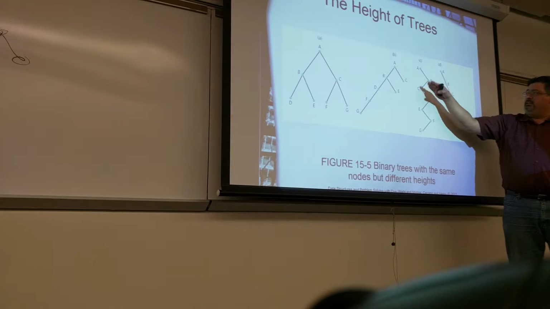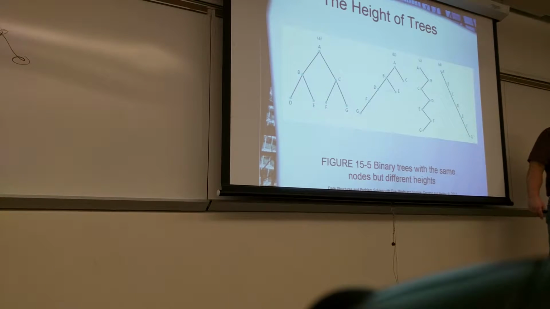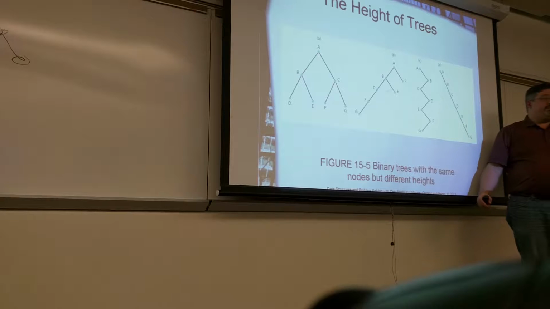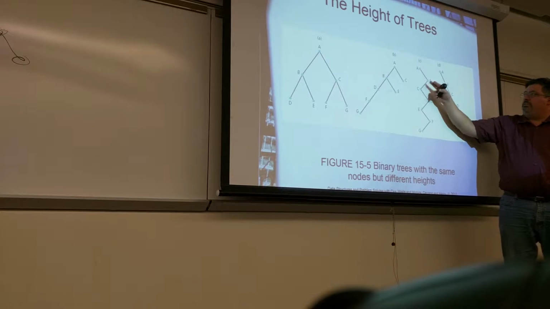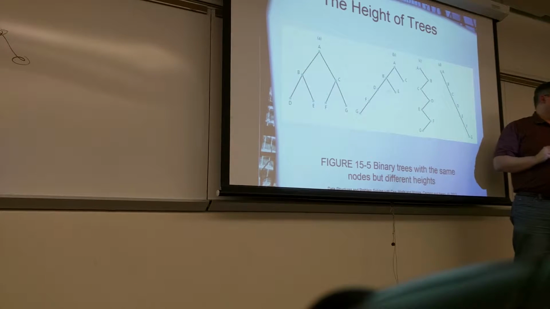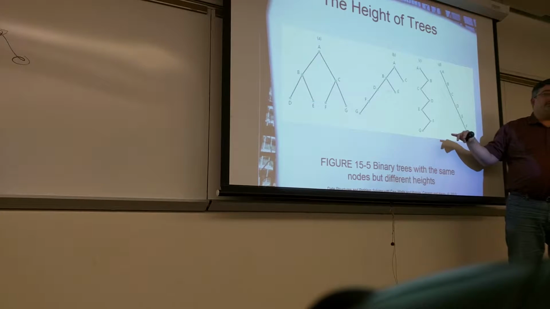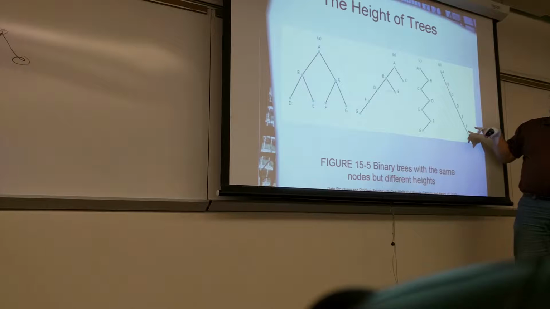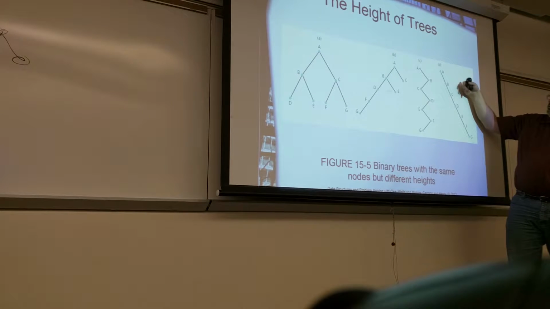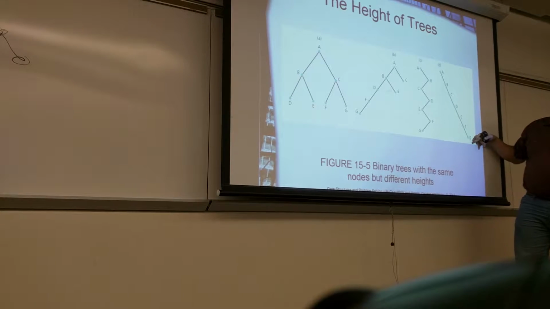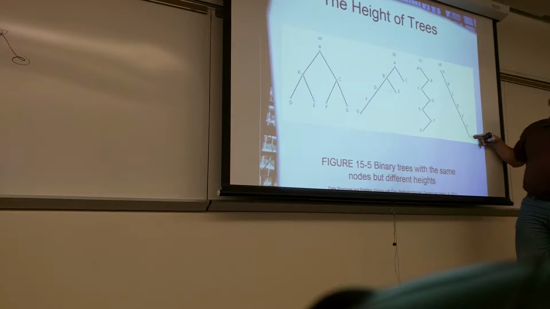What about this guy that zigzags all over the place? 7. And it doesn't matter that it zigzags. It's level 1, 2, 3, 4, 5, 6, 7. And so this is a level 7 tree. This is actually the same. I was wrong. They're different. So this is 1, 2, 3, 4, 5, 6, 7. 7 is my max, and this is also the level.